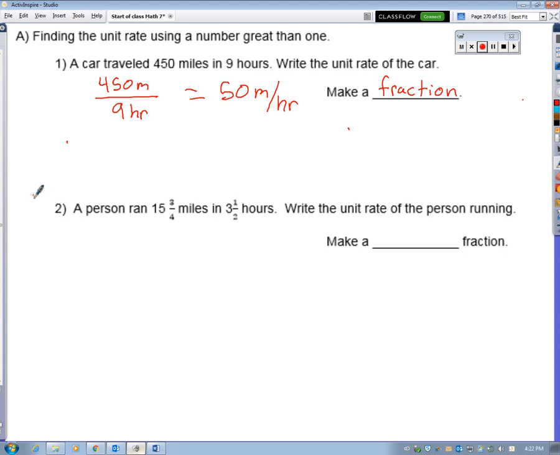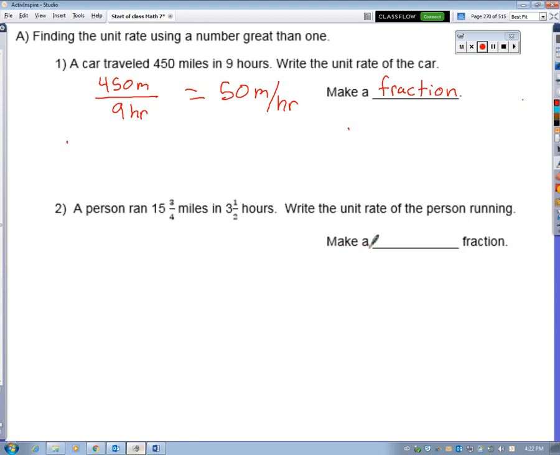Number 2 is a little bit more complicated. Here we have a person ran 15 3/4 miles in 3.5 hours. Now we're dealing with a couple more fractions, which is not as nice and clean as this was. Write the unit rate of the person running. We want to find out how fast that person was running. I'm going to throw something else at you here, guys.